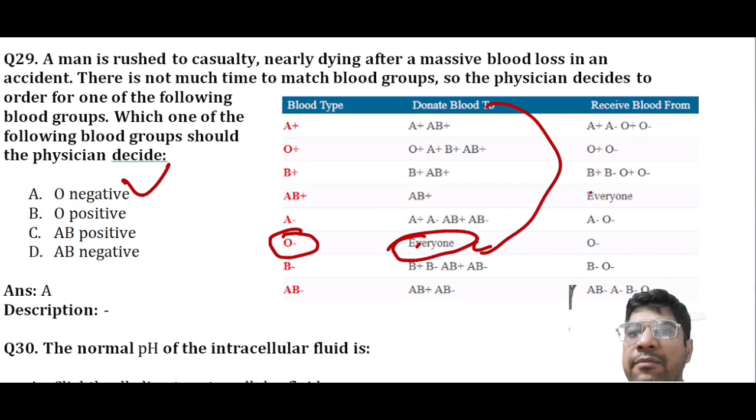So O negative blood can be given to people with any blood type without causing any severe transfusion reaction. So it is the universal blood donor, as it lacks the A and B antigens that can cause adverse reaction in the recipient. So the physician should decide to order O negative blood for the patient who has experienced massive blood loss.